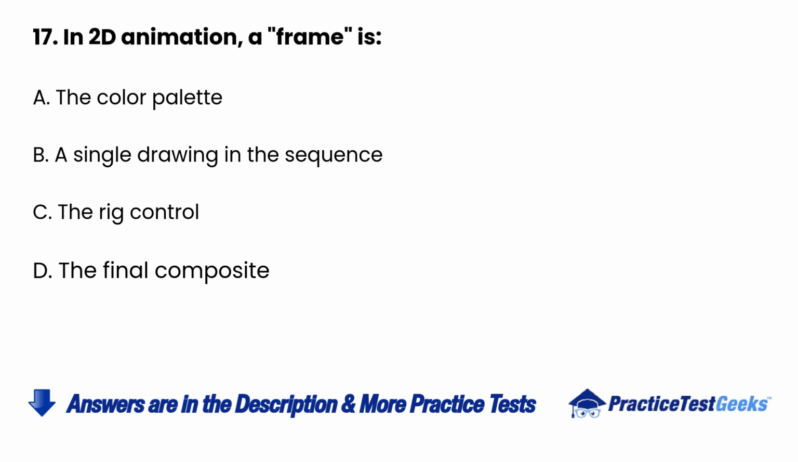17. In 2D animation, a frame is A. The color palette. B. A single drawing in the sequence. C. The rig control. D. The final composite.